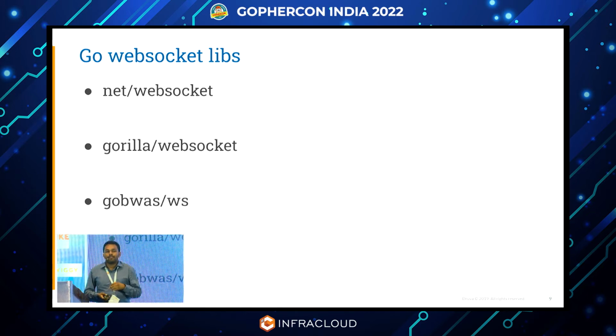Now that brings us to the second package, Gorilla WebSocket, which is the most commonly used WebSocket library in Golang. Most of you might have heard about the Gorilla WebSocket package and might have used that. And gobwas/ws is a third commonly used WebSocket library, which is performant but not as widely known as compared to Gorilla WebSocket.